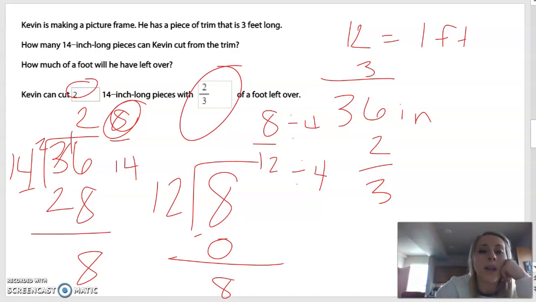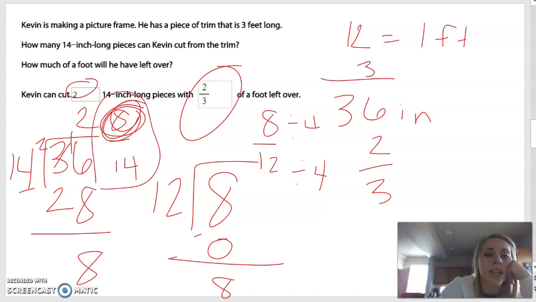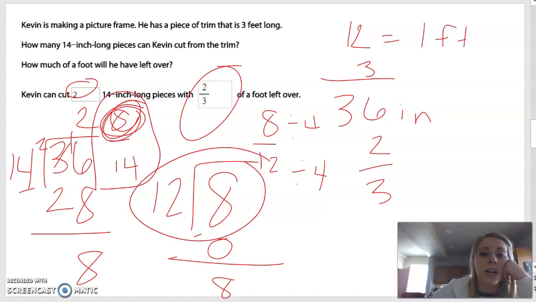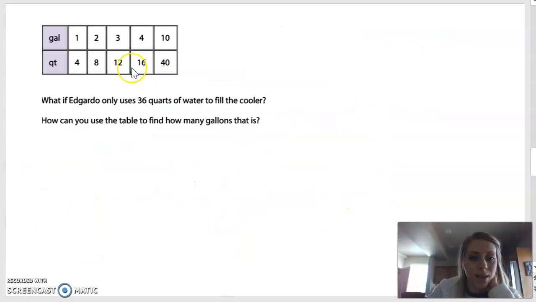So when you're working with these, how much is left over, you have to take the numerator from your fraction here, and you have to divide that numerator by 12, okay?